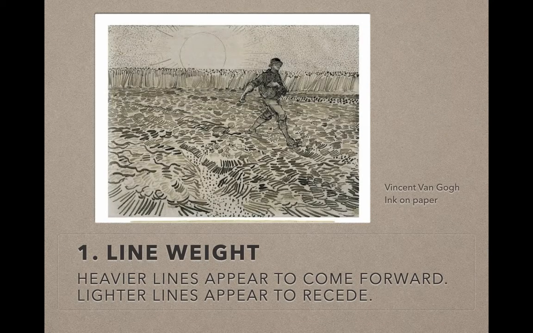The first way of creating the illusion of space that we'll look at here is line weight. Heavier lines appear to come forward, lighter lines appear to recede. So by heavier we mean darker and thicker lines, like those that you see at the very bottom of this drawing by Vincent van Gogh, the lines that would be near your own feet if you were standing here. By lighter lines, we mean the type that you see around the sun. You'll notice if you look closely that the lines change very gradually. They go from heavier to lighter as we move back in space visually here.